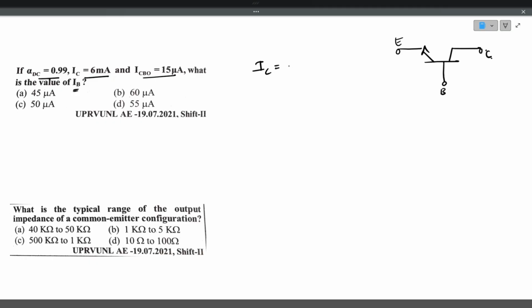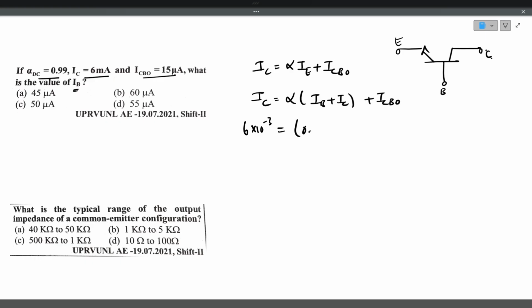For common base configuration, IC equals alpha IE plus ICBO. This is the equation. The collector current IC equals alpha multiplied by the emitter current, which is the sum of base and collector currents, plus ICBO. The collector current is 6 milliamps, alpha is 0.99, the base current is not known, and the reverse saturation current is 15 microamperes. If you solve this, we get the base current IB as 45 microamperes. So the answer is option A.